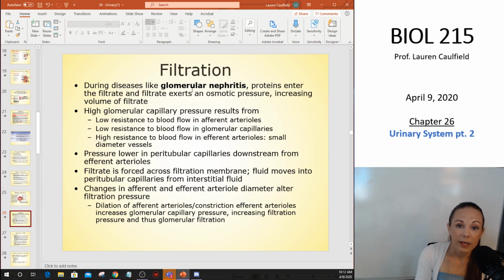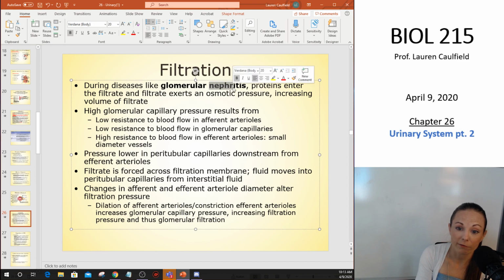All right, so an example of a disease that would affect filtration is glomerular nephritis. So anything with the prefix neph or nephro has to do with the kidney, okay? Itis meaning inflammation of. So this is an inflammation specifically of the nephron, okay, of the kidney. And in that nephron, we're specifically having inflammation of the glomerulus, okay?